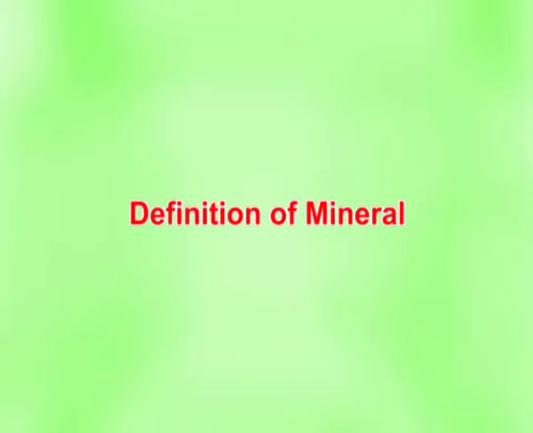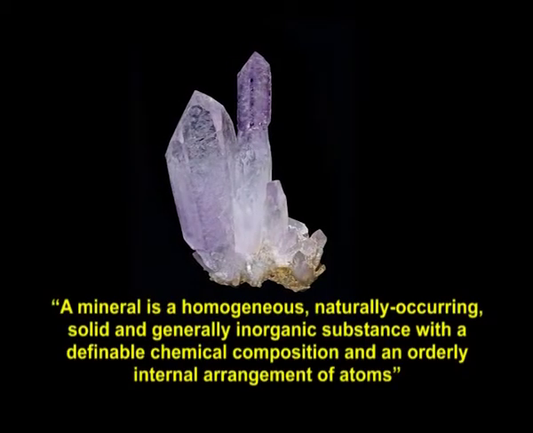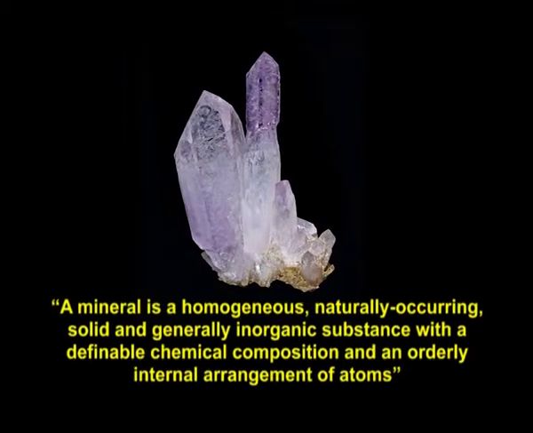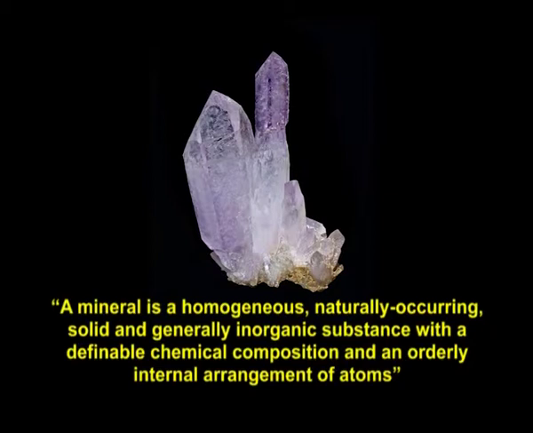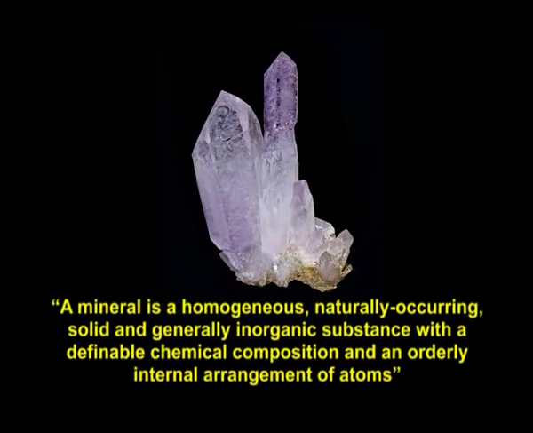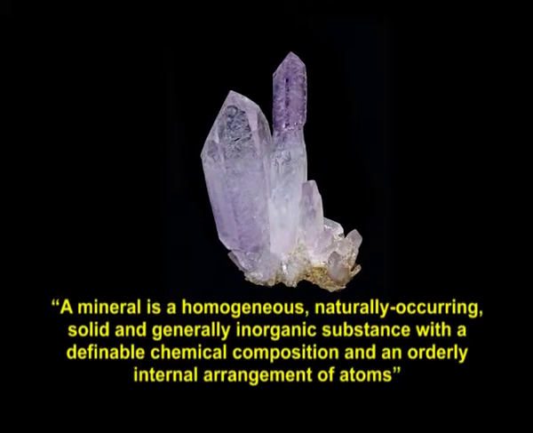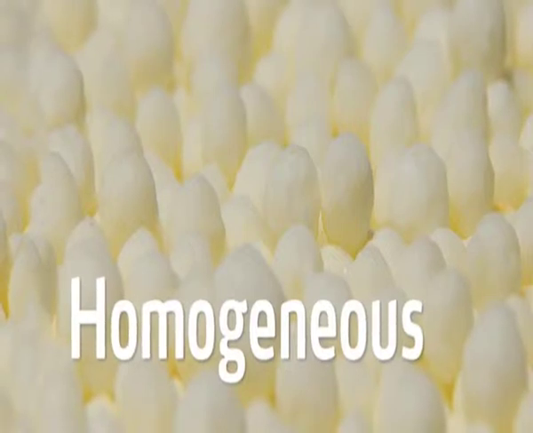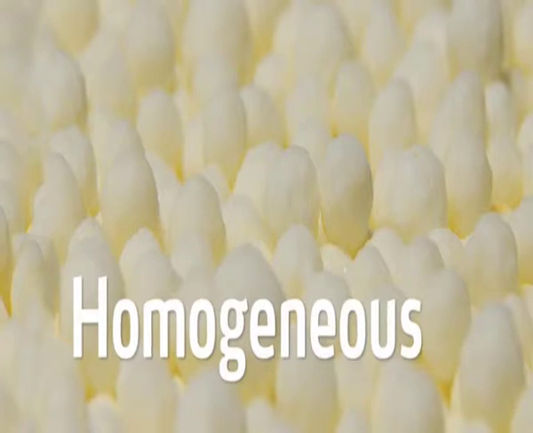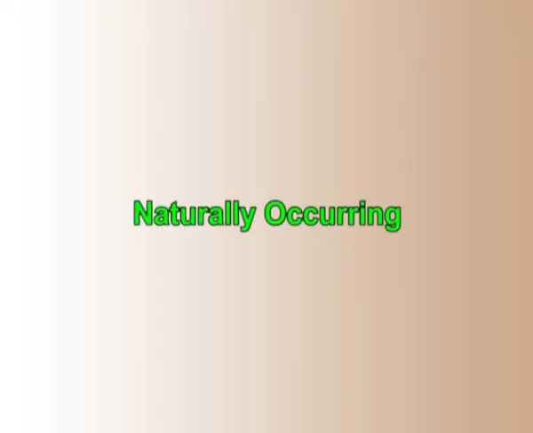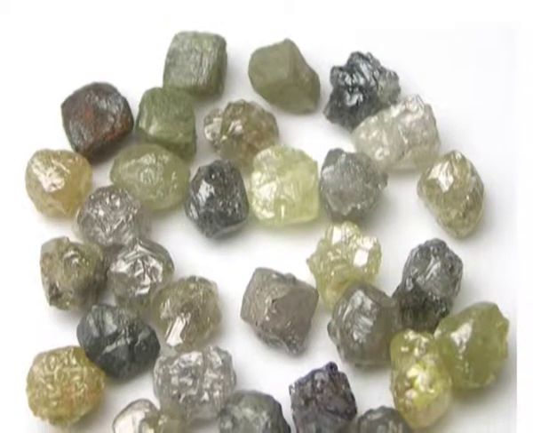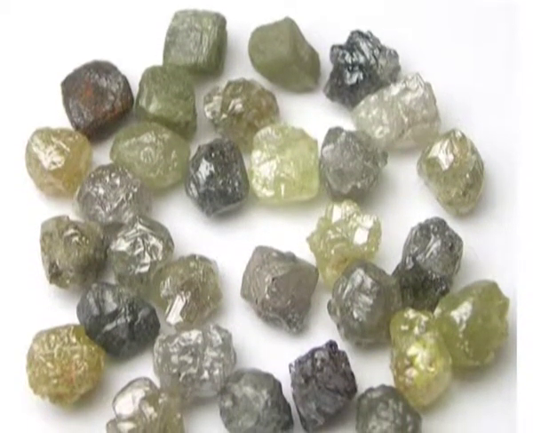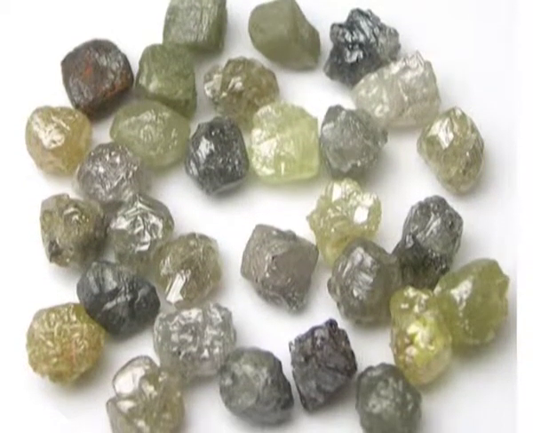Definition of mineral. A mineral is a homogeneous, naturally occurring, solid and generally inorganic substance with a definable chemical composition and an orderly internal arrangement of atoms. The explanation for its attributes are as follows. Homogeneous: something that is the same through and through, cannot be broken into simpler components. Naturally occurring: minerals are the result of natural geological processes. Man-made minerals are called synthetic minerals.